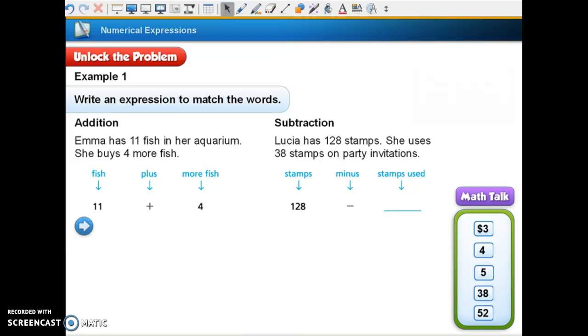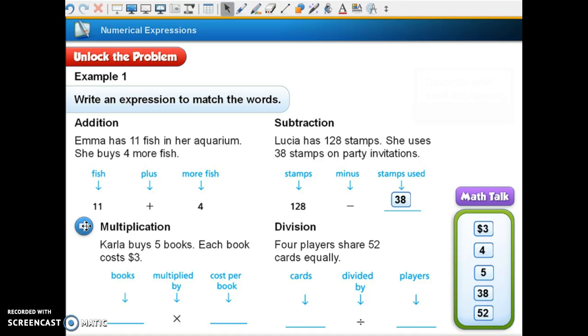Okay, this is example 1. It says write an expression to match the words. And they even tell you that this is addition. Emma has 11 fish in her aquarium. She buys 4 more fish. Okay. Lucia has 128 stamps. She uses 38 stamps on party invitations. So 128 minus what? 38.